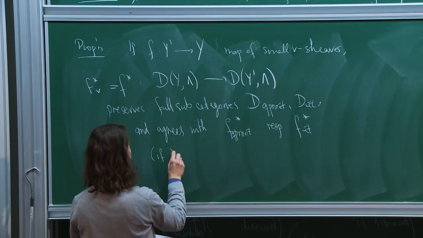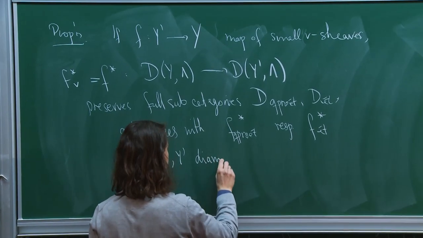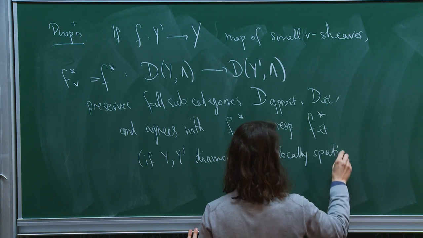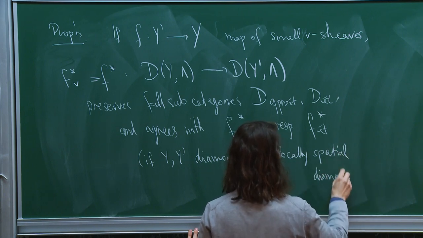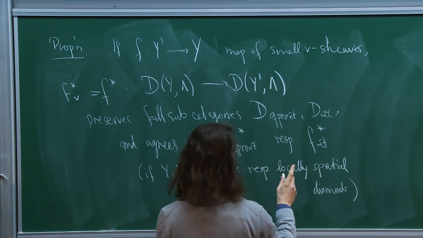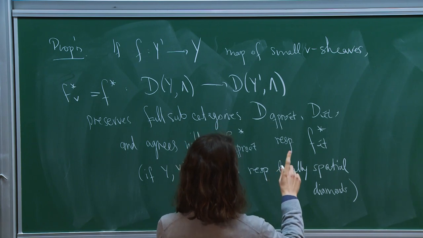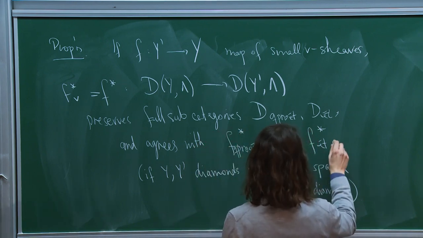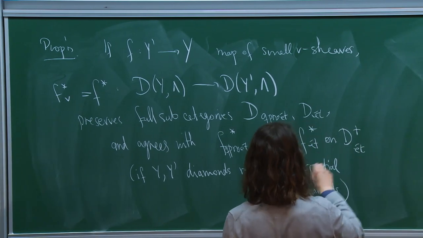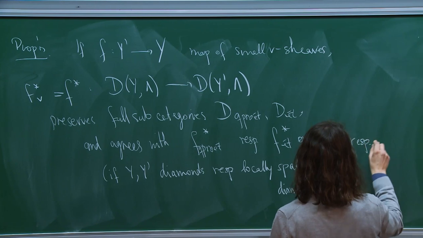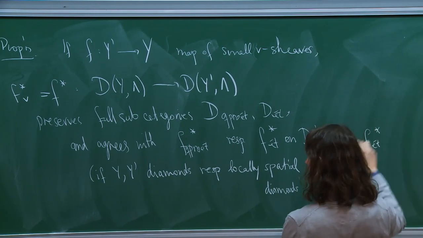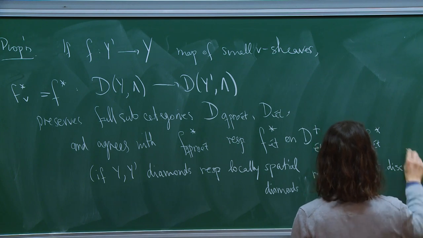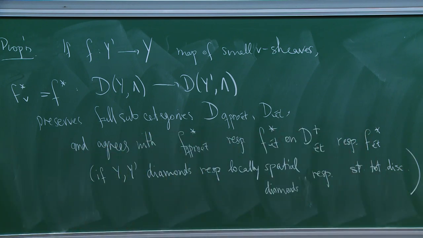if these are diamonds, respectively locally spatial diamonds. And you need the D plus in some cases. I can only say this for the D plus: f etale upper star on D plus etale, respectively strictly totally disconnected perfectoid spaces.